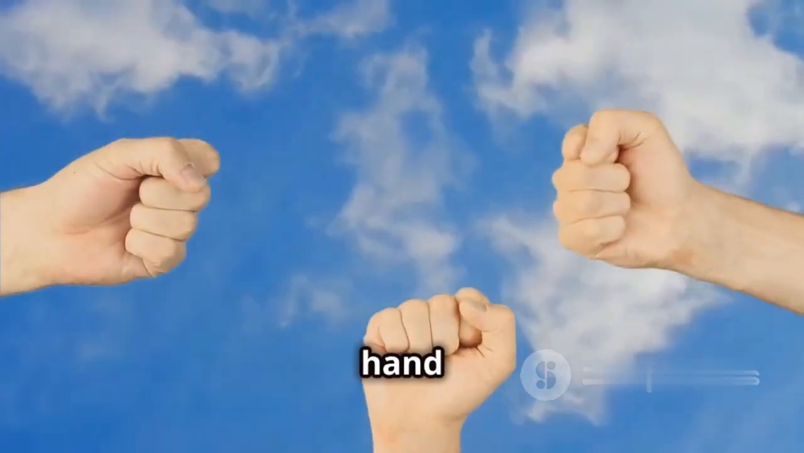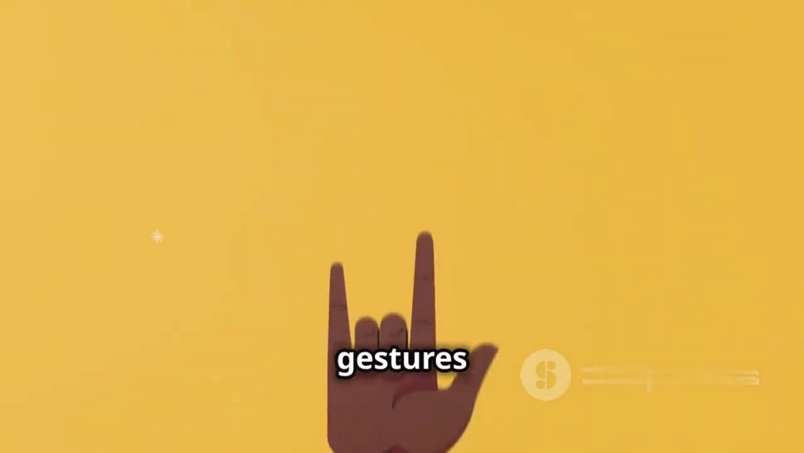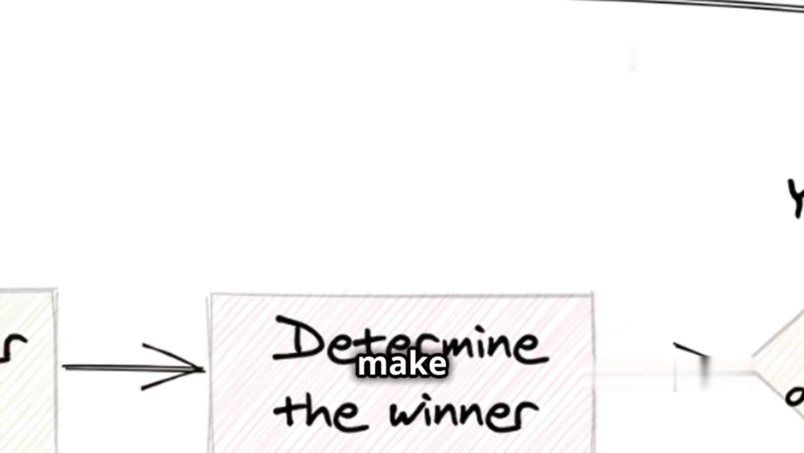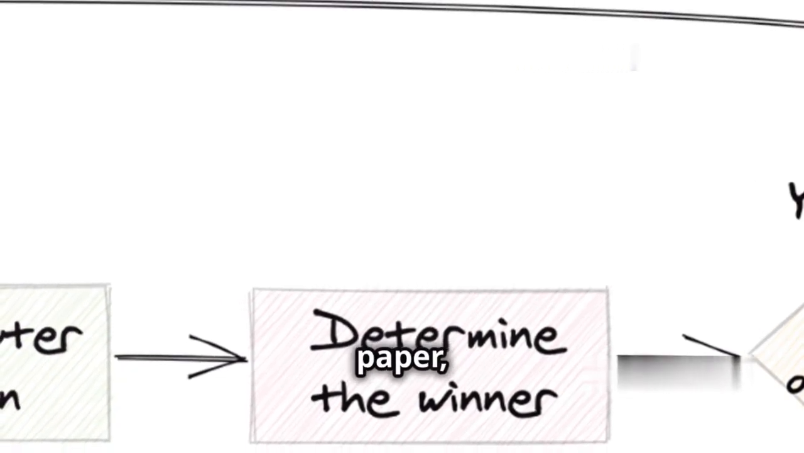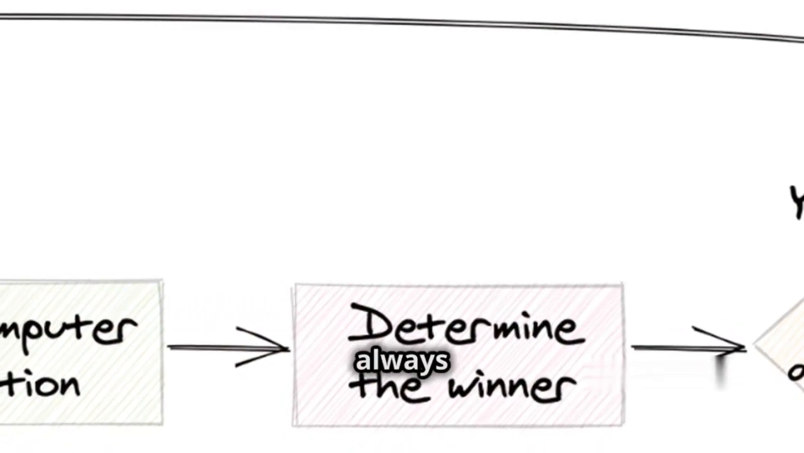Each person makes a hand gesture, choosing between rock, paper, or scissors. The gestures are rock, paper, or scissors, each with its own unique shape and meaning. They make the gestures at the same time. Rock beats scissors, scissors beats paper, and paper beats rock. This creates a cycle where no one gesture is always the winner.